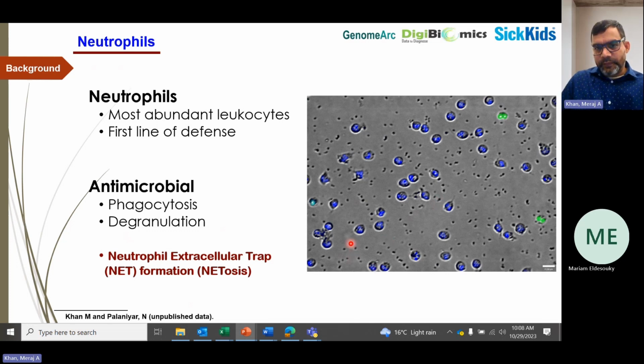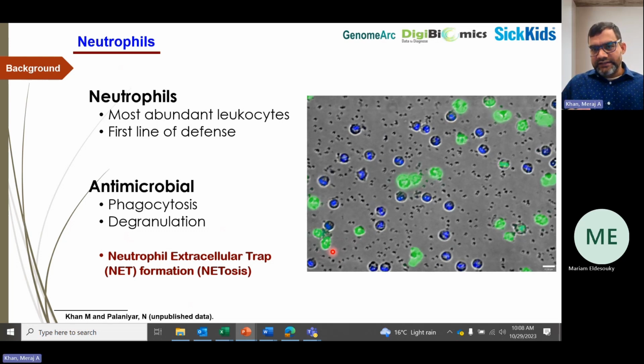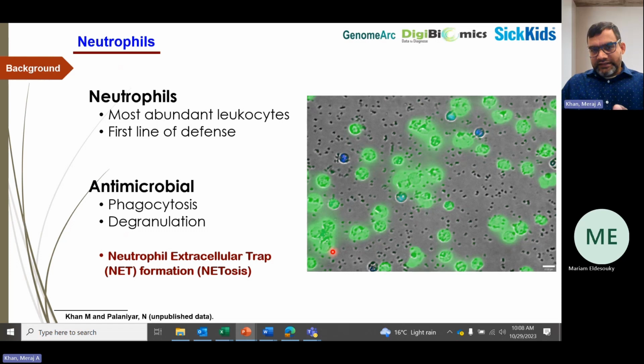So now you can see this video. As time passes, the bacteria interact with the neutrophils and cause the neutrophils to start making nets. You can see the dye which was blue has now turned to green. This is the process we recorded in our lab when performing experiments to understand the nets.